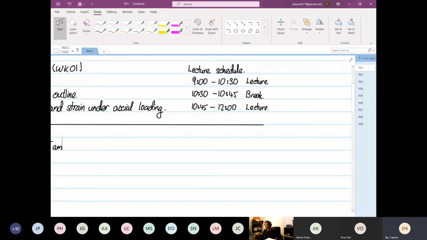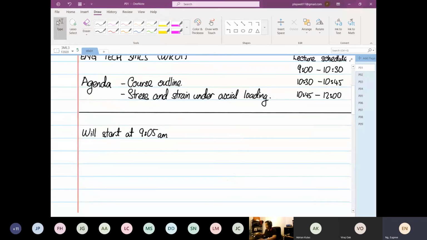This is what I've planned for every week. Lecture will start at 9 and then we will go up to 10:30. Then 10:30 to 10:45 we have a break. And then 10:45 to 12 we continue our lecture and we will end at 12. Now the break, depending on the topic, sometimes can be later, sometimes it can be earlier. It depends on the content being taught.